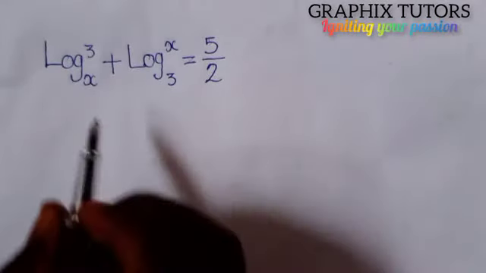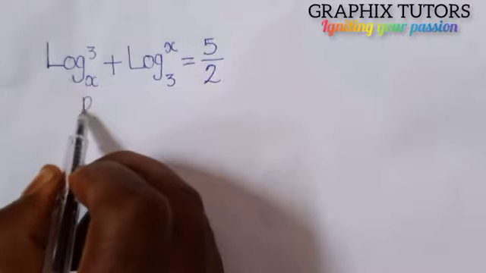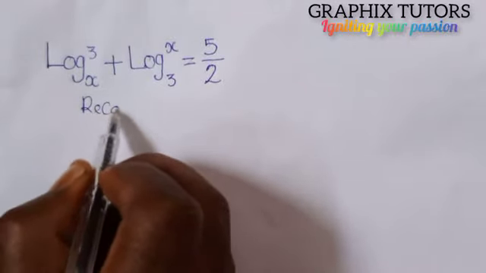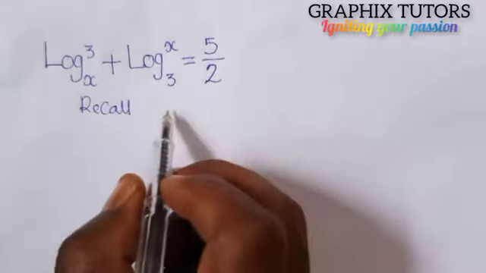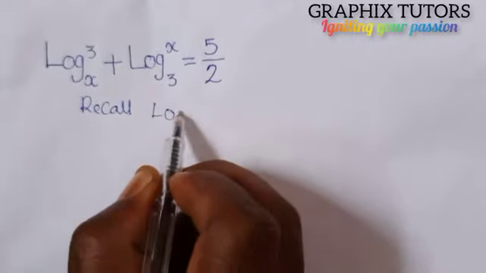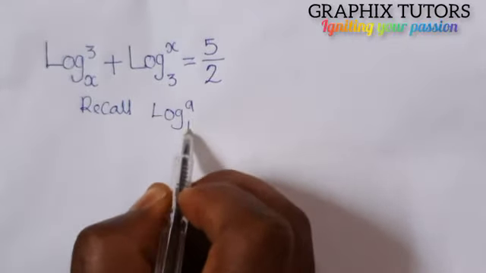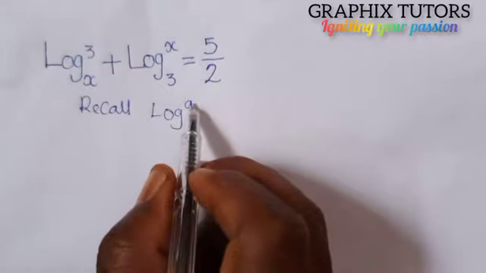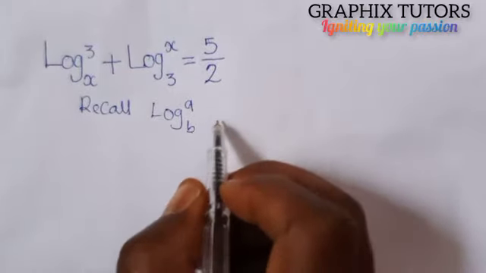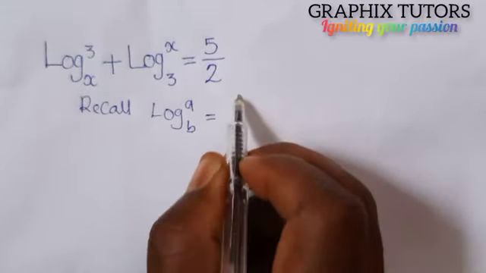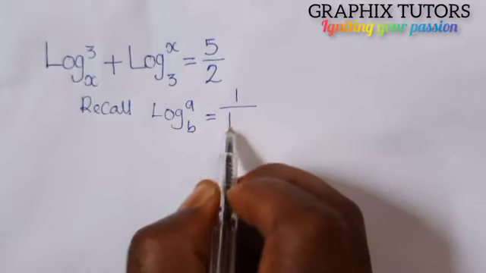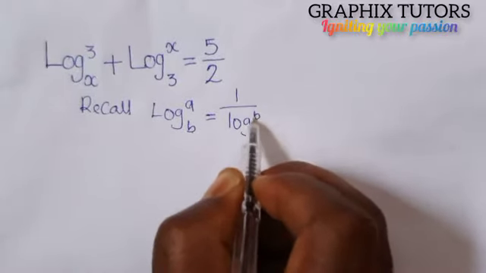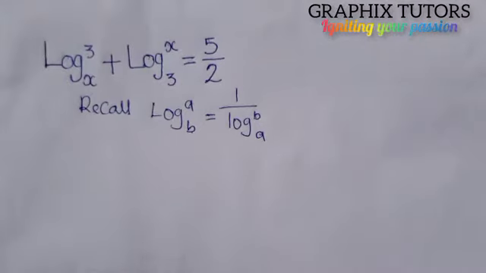So there's a law, recall: when you have log a to the base b and you want to replace the base, this will be 1 over log b to the base a. You can see that it gives us 1 over log b to a.